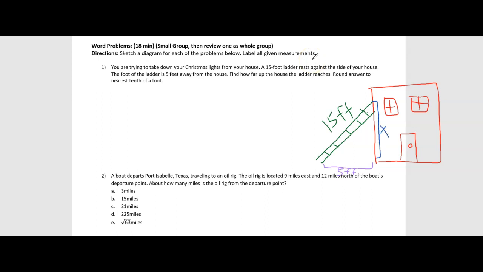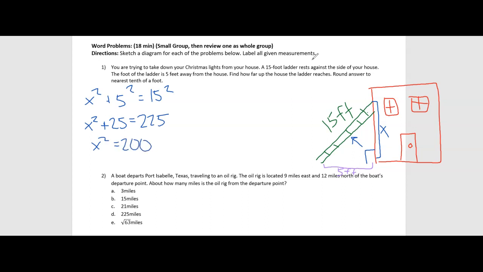Well, we need to identify where the right angle is. It's going to be right here. So our hypotenuse is 15. So I'm going to have x squared plus 5 squared is equal to 15 squared. And I can go ahead and simplify and solve. 15 squared is 225. So I get x squared is equal to 200.